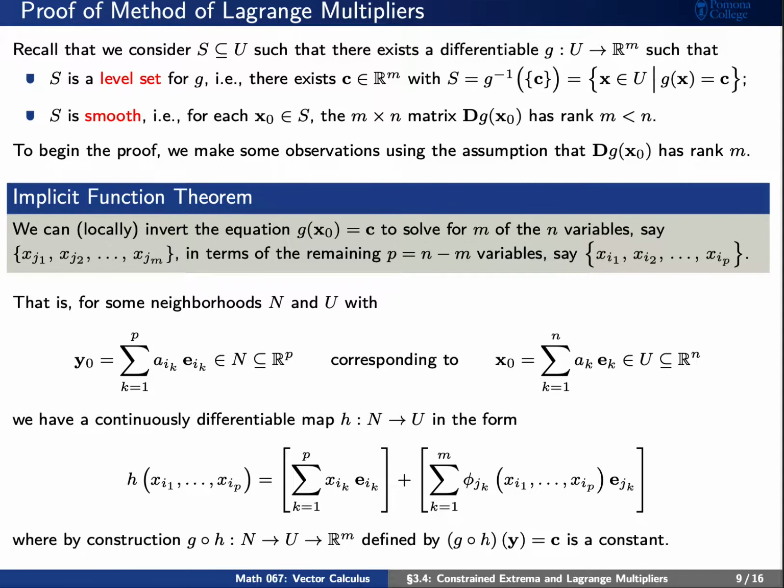So putting all of this together, there really is some inverse of g, which we're going to call h. H here is a function of only p variables, x_i1 through x_ip. And this is set up so that when you look at the composition g circle h, you get back this constant c. So again, h just gives us a nice way of saying that we can locally find the inverse of g. There's some function that gives it to us. We're going to discuss the implicit function theorem more in a future lesson.